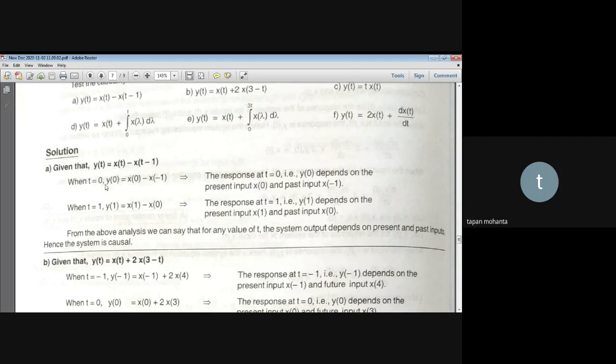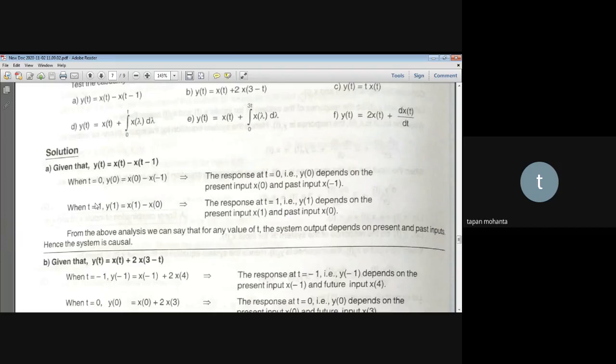So t is equal to 0. Then y of 0 is x of 0 minus x of 0 minus 1, that is x of minus 1. That means the output response y of 0 depends on the present input, x of 0, and the past input, x of minus 1. Is there any doubt? A minus term means past, and 0 means present.